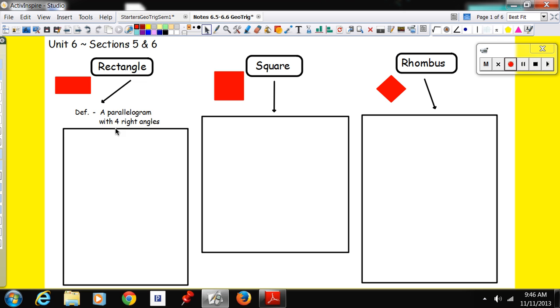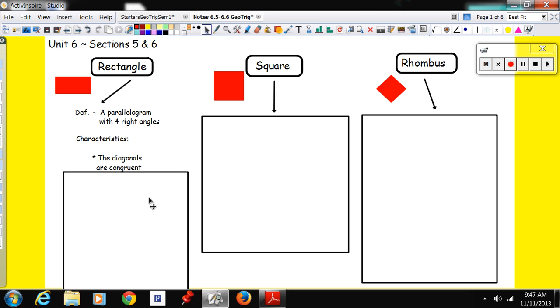Characteristics of a rectangle. The definition, it's a parallelogram that has 4 right angles. Rect really is for right angles. So rectangle is right angles. So that's the definition. Characteristics, the diagonals are congruent in a rectangle. So if I was to draw a diagonal across here and a diagonal across here, they would be the exact same length. Diagonals in every rectangle are congruent because of the right angles. The right angles make the diagonals congruent.